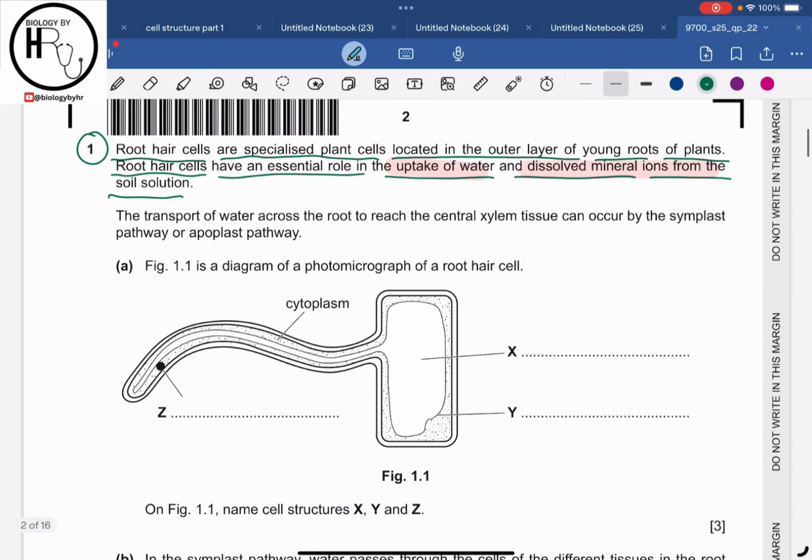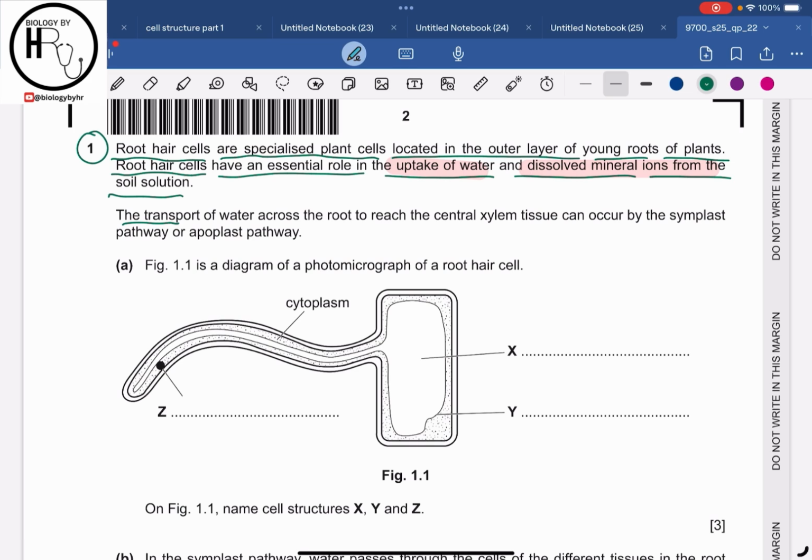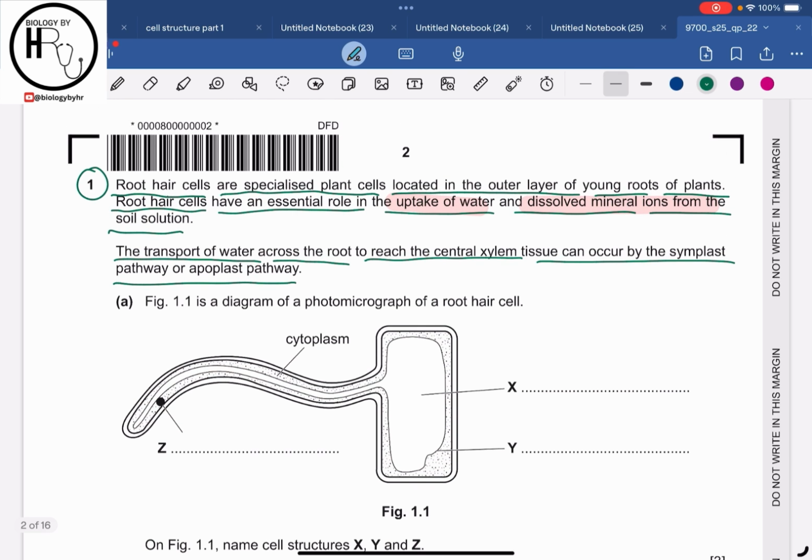Now further in the question they say that the transport of water across the root to reach the central xylem tissue can occur by the symplast pathway or the apoplast pathway. So we have discussed these two pathways in the transport in the plants chapter. So we are familiar with the symplast pathway and the apoplast pathway.